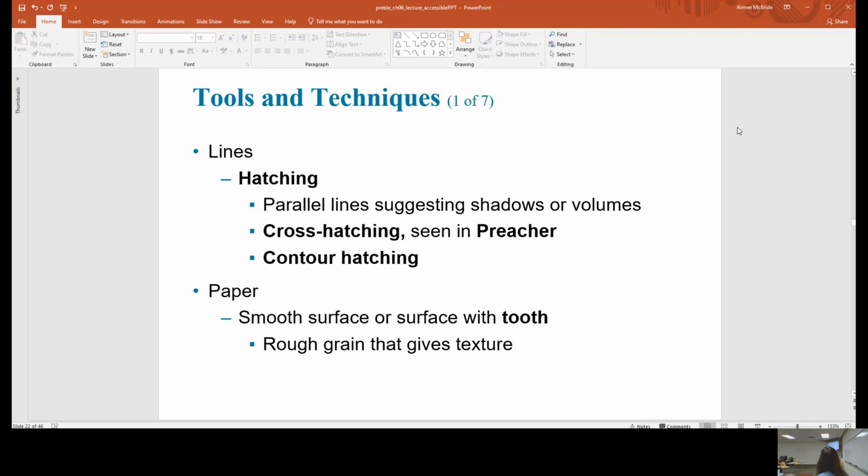Paper for a regular pencil, which is what we're mostly talking about today, should have an extremely smooth texture. Watercolor paper has a rough, thick texture to it because it needs to hold that paint.